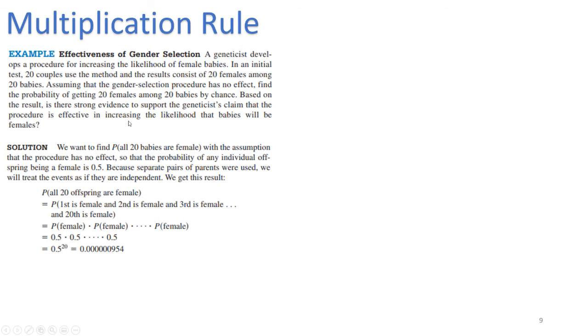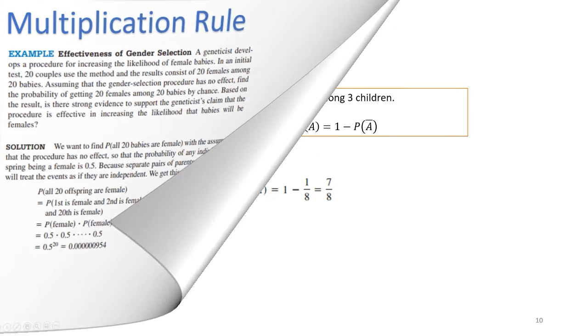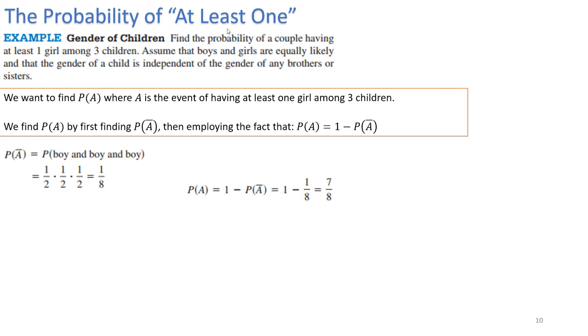So based on this, it would be wise to reject the assumption that the gender selection procedure has no effect. Of course, if you reject this assumption, it means that you are accepting that this gender selection procedure does have an effect. The idea of at least one can be very useful at times.